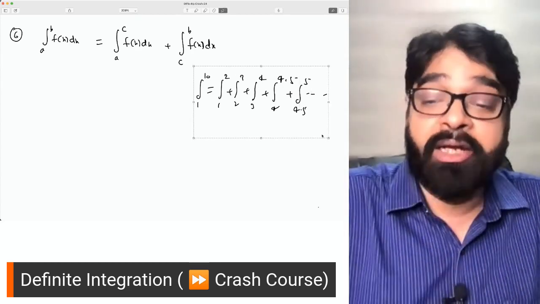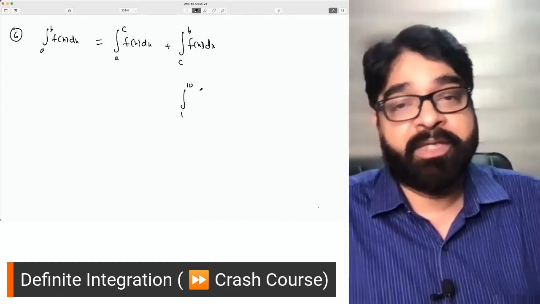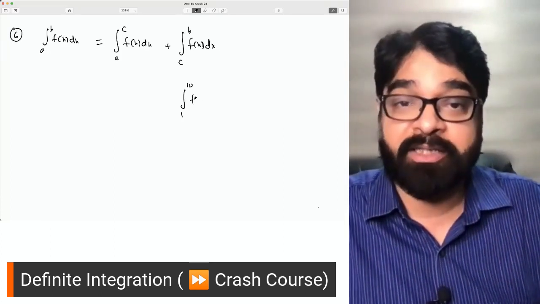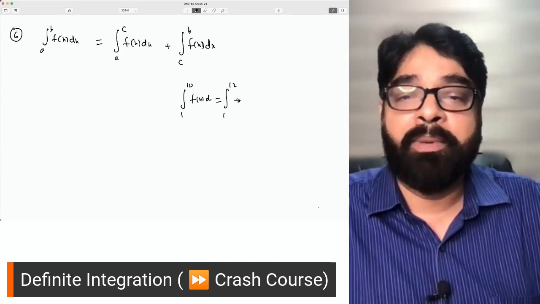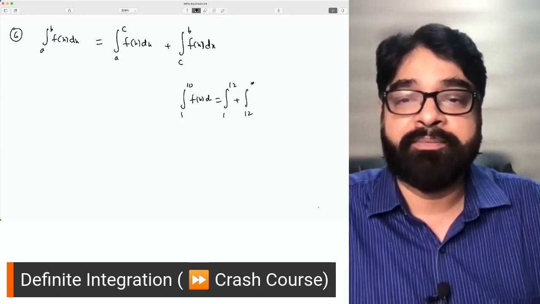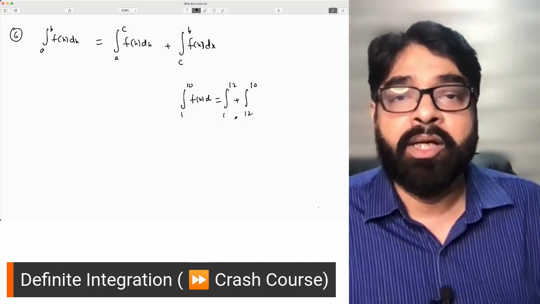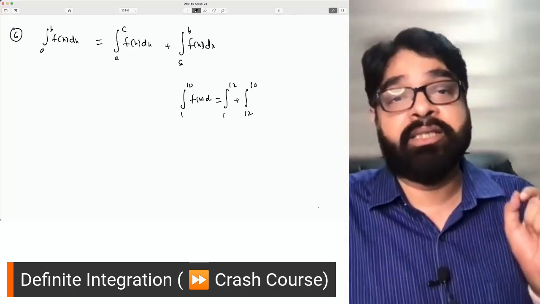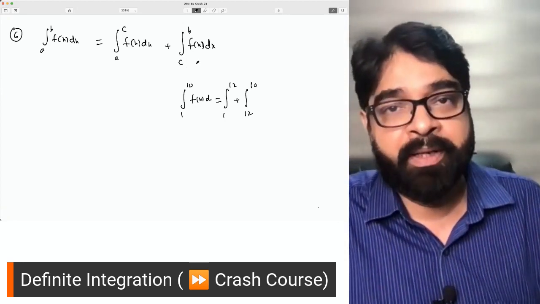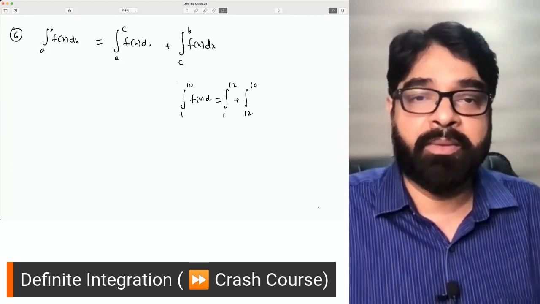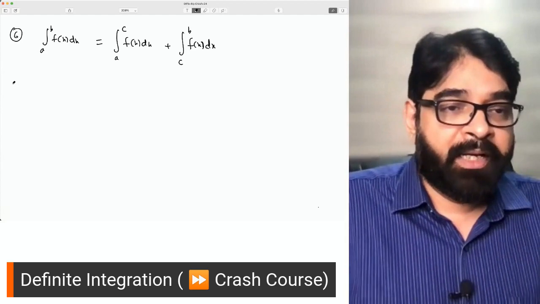It's not at all necessary that c should be in between. What I mean is, for 1 to 10, suppose the domain is all real numbers. You can write 1 to 12 plus 12 to 10. Of course, 100%, no problem. So it's not at all compulsory that c should lie between a and b. This is the misconception people always have. Avoid this. All right, so you can break this one. We'll see the application of this. Don't worry.